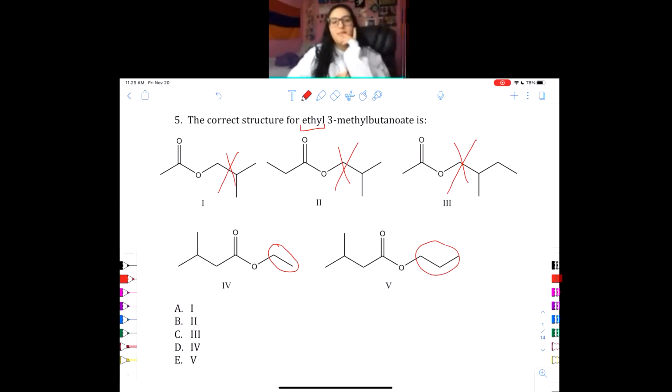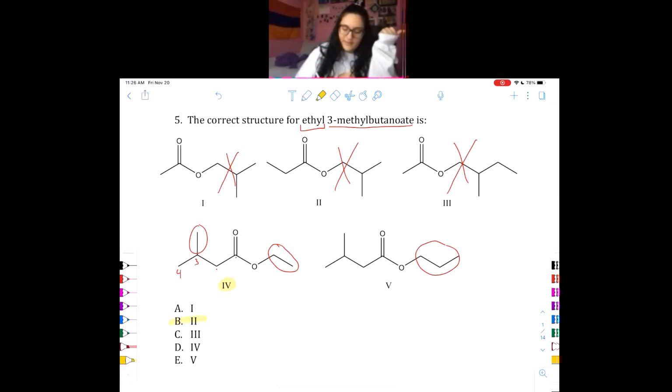Remind me what an ethyl is. 2 carbons, perfect. So we know that this has to be our answer, but let's just double check the other side. We have 3-methyl butanoate. 1, 2, 3, 4. 3-methyl, and that's a butane. So awesome, we are totally right. And what am I talking about? D is our correct answer. Any questions? We good? Awesome.